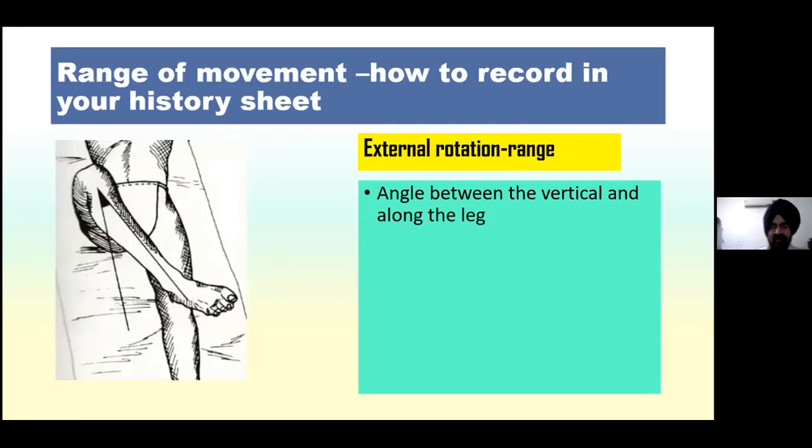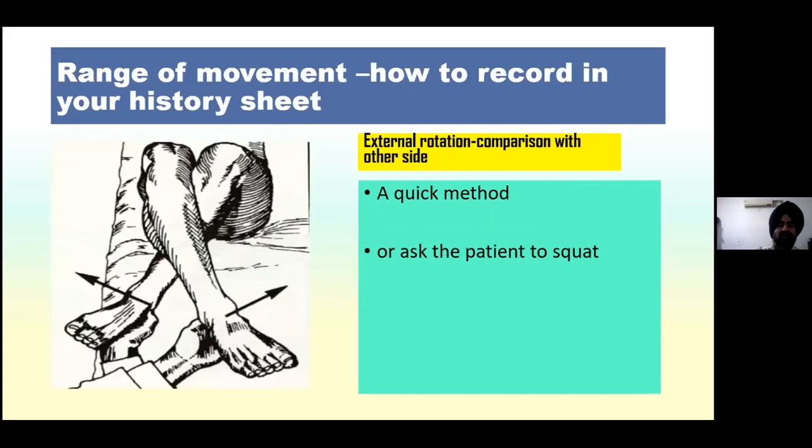Again, external rotation range of movement. This is external rotation. Commonly in Indian language, we ask the patient to squat, chaunkadi maro. When the patient is able to squat, we are able to very well test the external rotation. A patient with a normal range of external rotation will be easily able to squat.